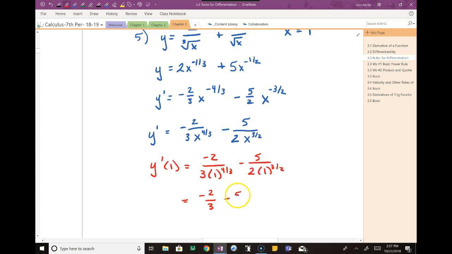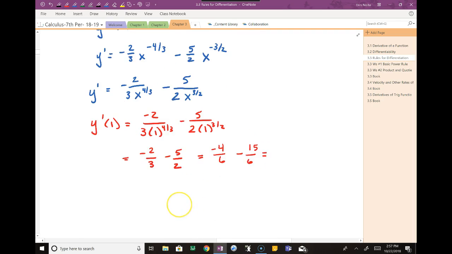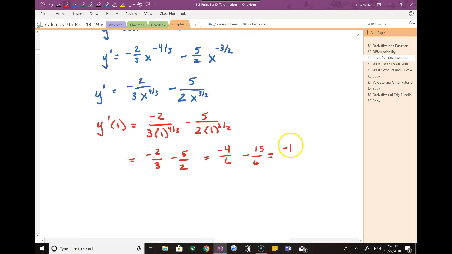Minus 5/2. Okay, so if I'm subtracting fractions, what do I have to have? So what's my common denominator? 6. So if I rewrite my first one, it's going to be negative 4/6 minus 15/6. Now subtract the tops. Negative 19/6. Okay, so that would be the slope of the line when the x value is 1.